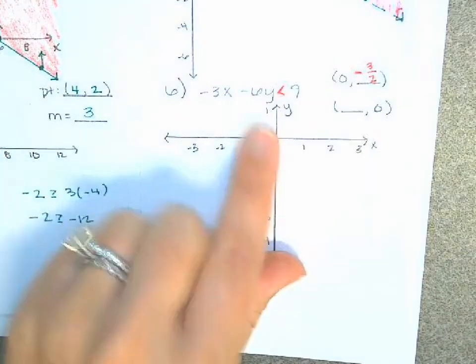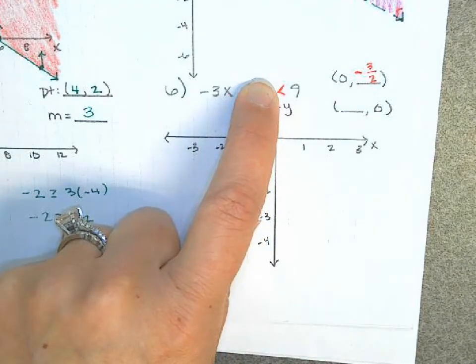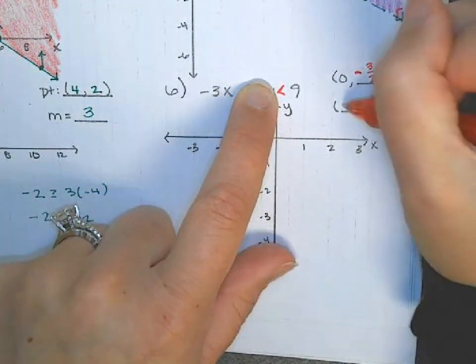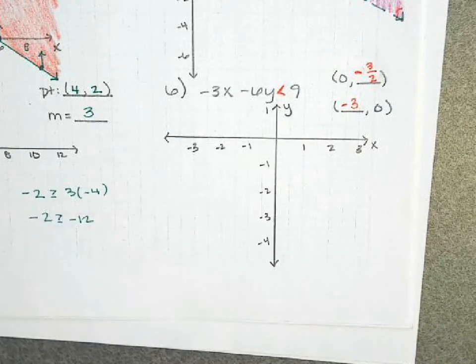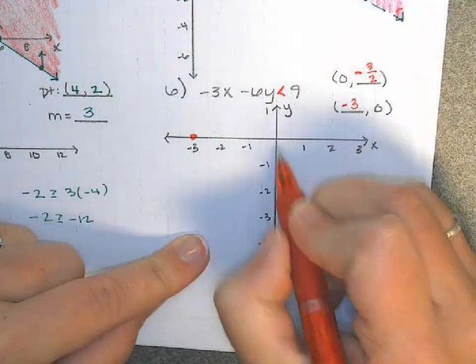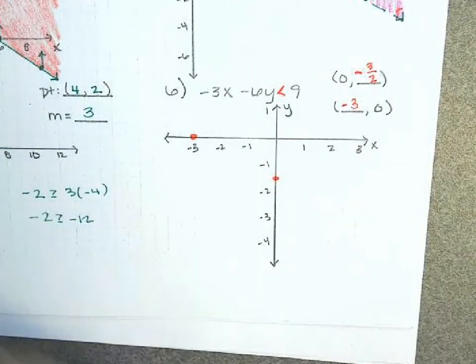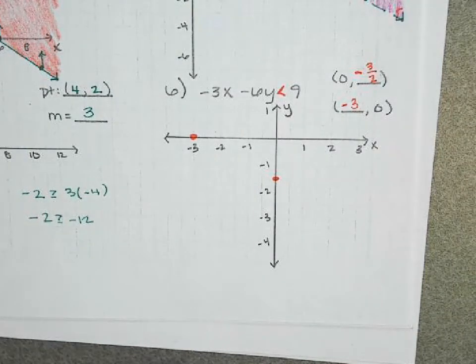Okay, plug in 0 for the y. Negative 3 times what gets you 9? How about negative 3? Negative 3. Okay. So negative 3, 0 is right here. Negative 3/2, well, these are going up by halves. So it's negative 1.5. Now that you have those 2 points, you can connect them.